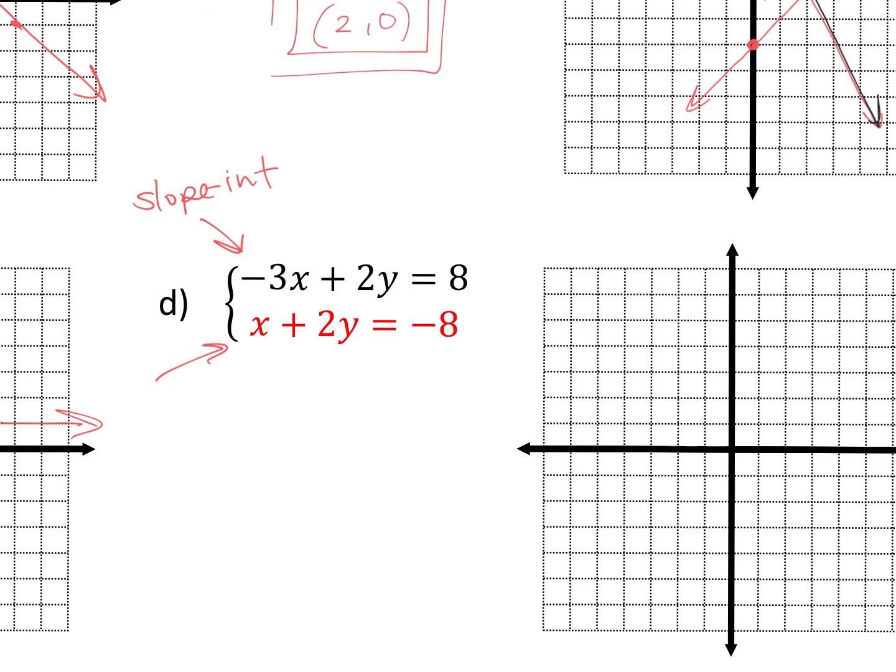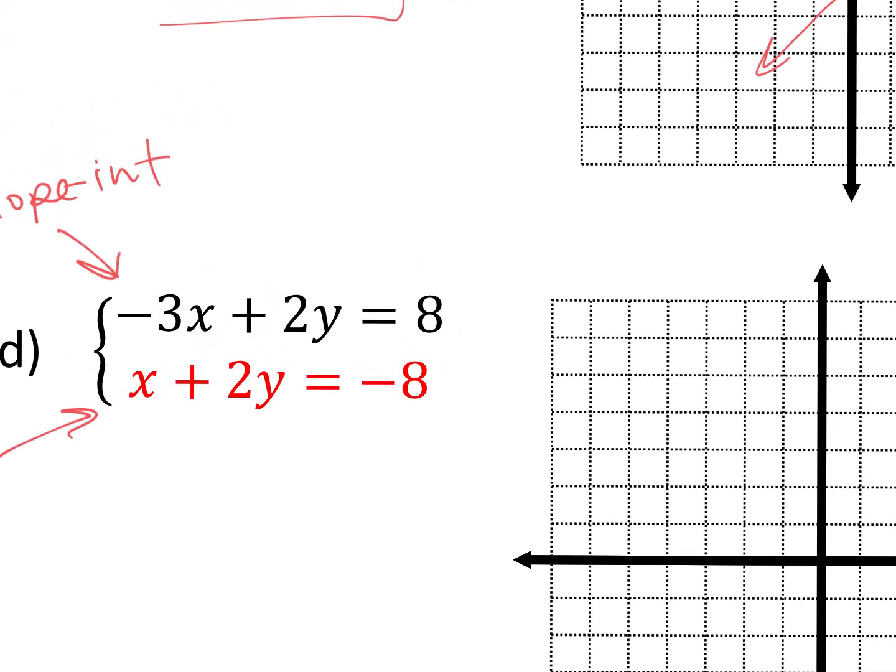I should pause this. I unpaused. Did you get an answer? Yeah. What'd you get? -4, -2. -4, -2. Good. Anybody else get that?